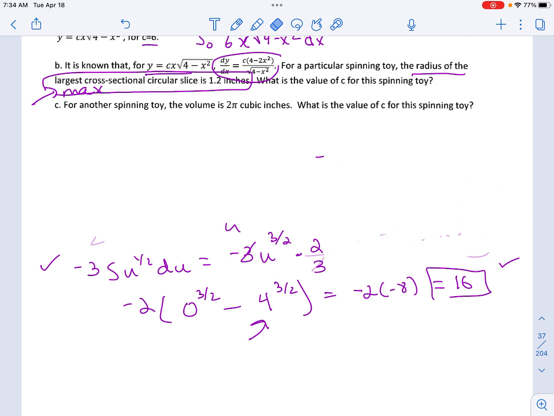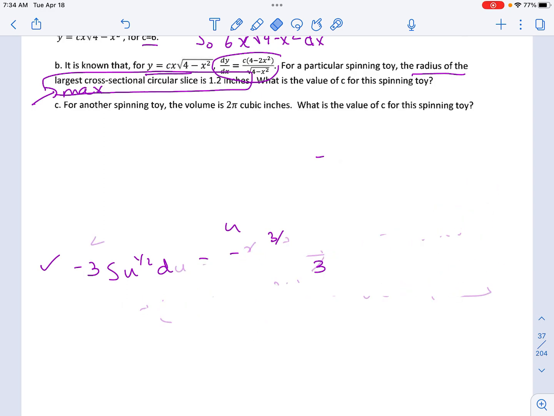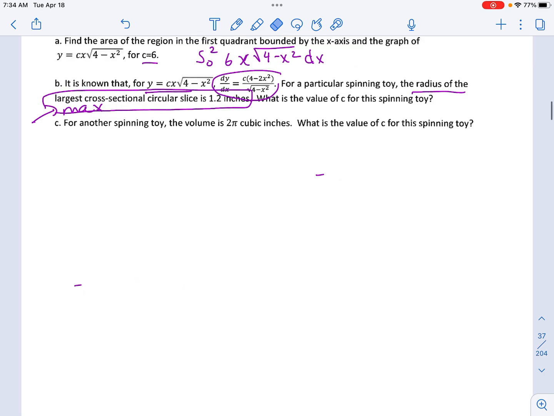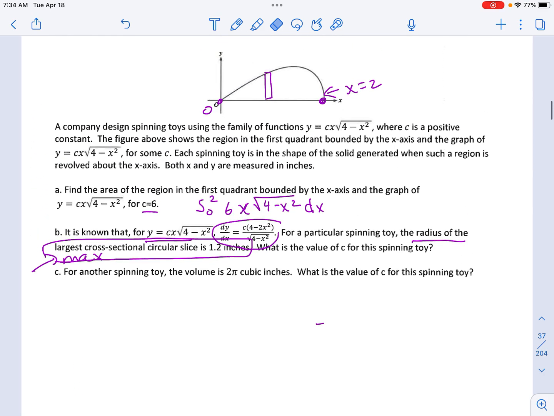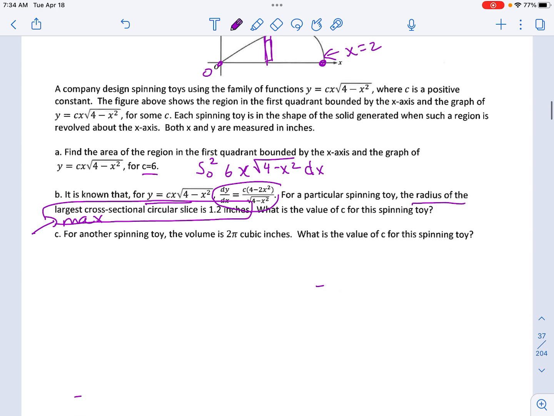So if this is the largest cross-section, remember a cross-section is just a slice. So it's telling us that this slice, the largest cross-section slice, is 1.2. And we know that can only happen, right? When we talk about maxes and mins, that can only happen when the derivative is equal to 0. So we know this occurs when dy/dx has to be 0. We have dy/dx, they give it to us.